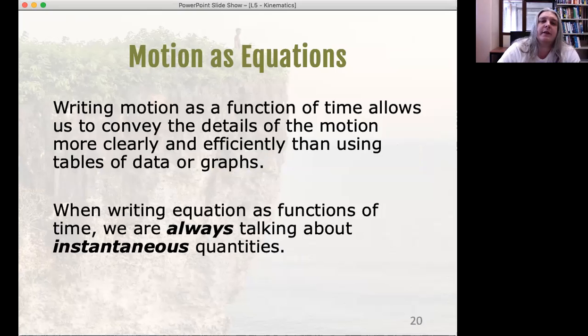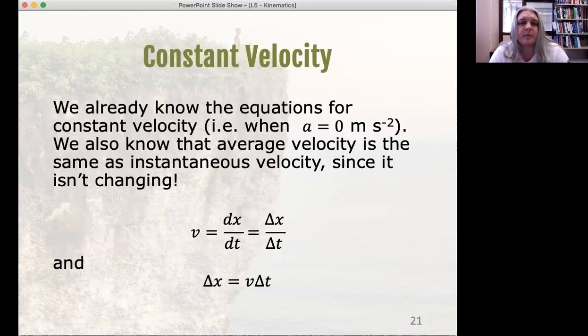So when we're doing graphs and using functions of time to represent the motion, we're always talking about instantaneous quantities, right? We're just talking instantaneous. Because especially when we've got a function of time, which is what a graph is, a graph represents a variable as a function of time, then you can put any possible time in and get a value. And that's only possible if you're dealing with instantaneous quantities.